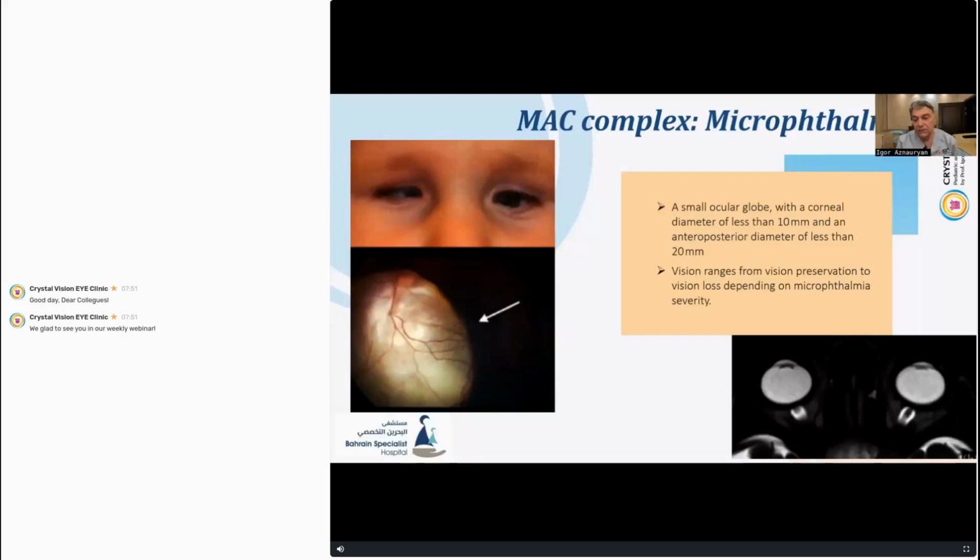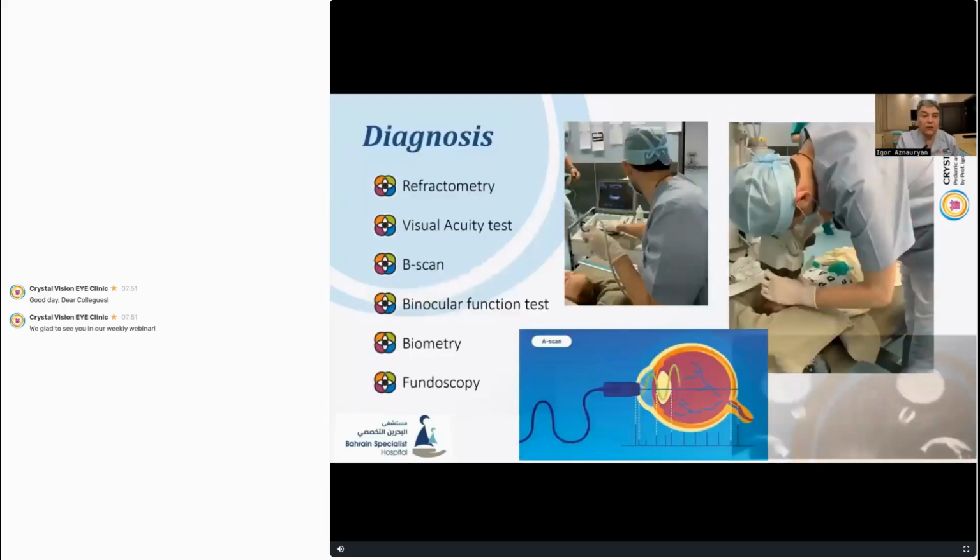Well, hypermetropic refraction, but the functions were quite preserved. Therefore, these boundaries here can be slightly shifted in one direction or another. Well, these are the diagnostic methods that allow us to identify this.